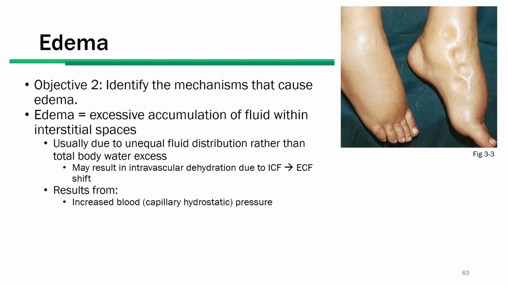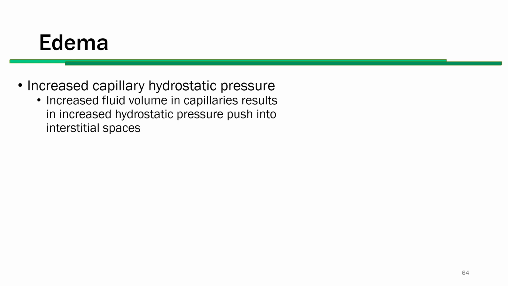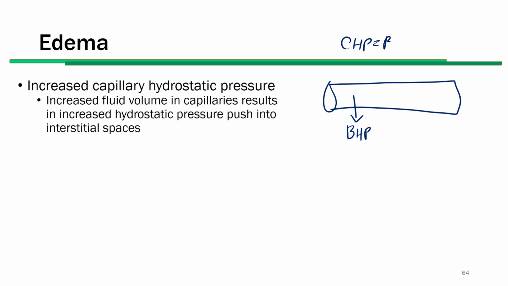It may result from increased blood capillary hydrostatic pressure, decreased plasma protein concentration, and we'll look at each of these mechanisms, capillary membrane damage resulting in altered permeability, lymphatic obstruction. It may be localized, it may be generalized, depending on where the problem with the lymph is. So, increased capillary hydrostatic pressure. Remember that capillary hydrostatic pressure, or blood hydrostatic pressure, is the pressure that's stimulating filtration here. So we're stimulating filtration by our capillary hydrostatic pressure, also known as blood hydrostatic pressure. Remember, capillary hydrostatic pressure is the same thing as blood hydrostatic pressure.